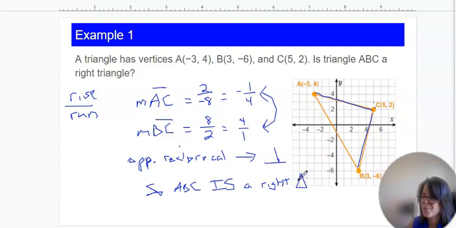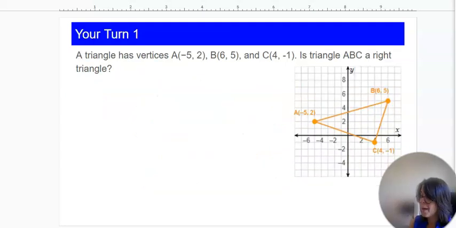Find the slope, look at the relationship between them, and if they are opposite reciprocals, you have perpendicular lines. All right, here's another one, and this time I want you to try it. You're going to do the same thing. Decide which angle, which piece of the triangle looks like it's a right angle.